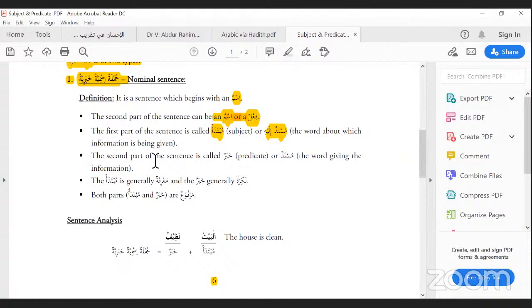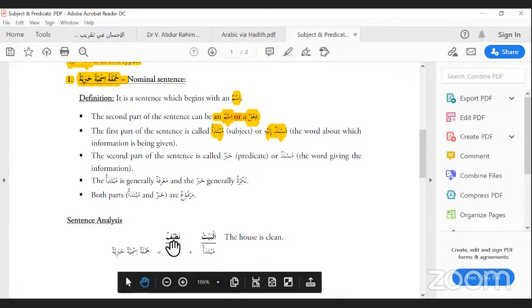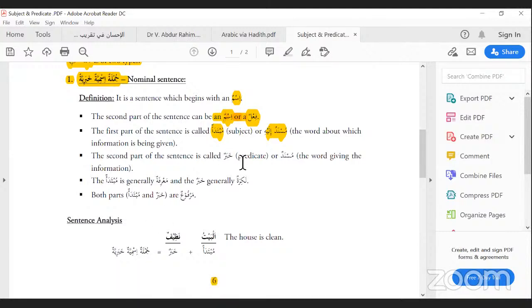And the second part of the sentence is called khabar. For example, over here, al-baytu nadhifun. So al-baytu is the mubtada, the subject. Nadhifun is the khabar. Add the mubtada and the khabar together, and we end up with a jumla ismiya khabariya, a nominal sentence. And the khabar is called a predicate or a musnad, the word giving the information. Is that clear for everyone?